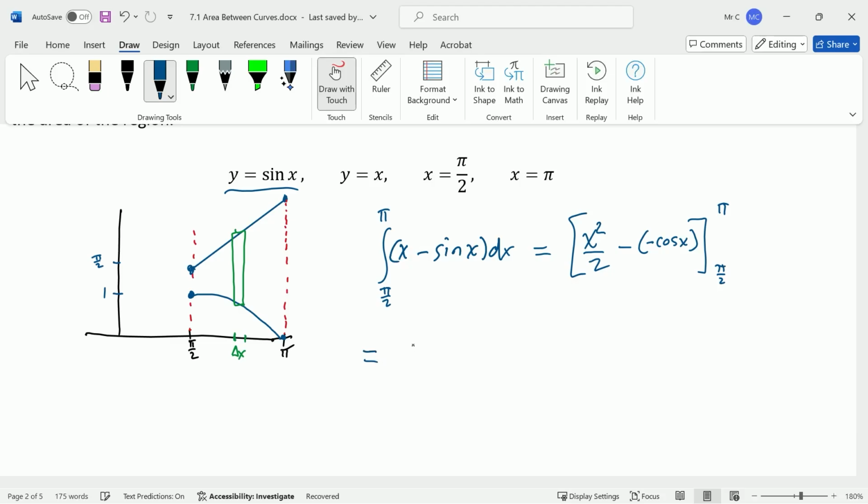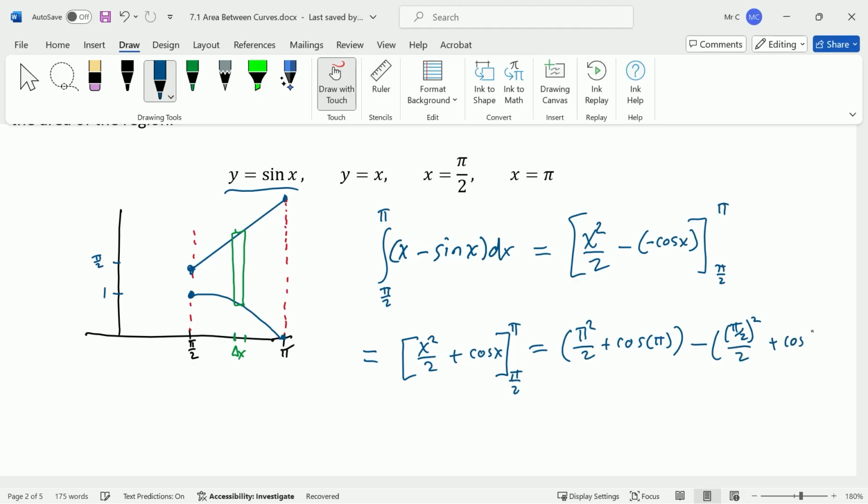And so this is x squared over 2 plus cosine of x, evaluated from pi over 2 to pi. And we plug in, we get pi squared over 2 plus cosine of pi, minus pi over 2 squared over 2 plus cosine of pi over 2.